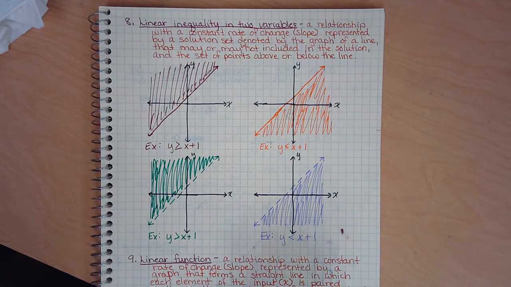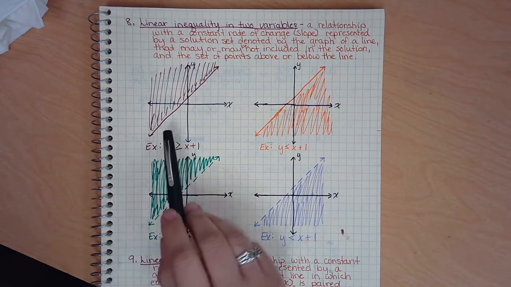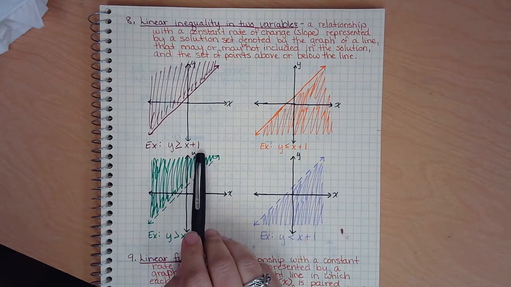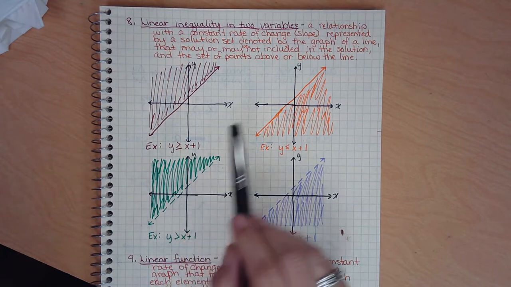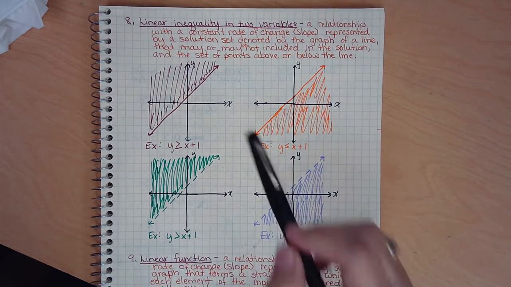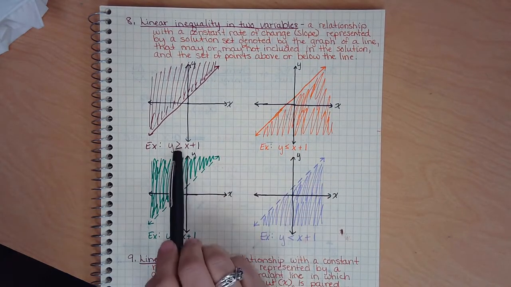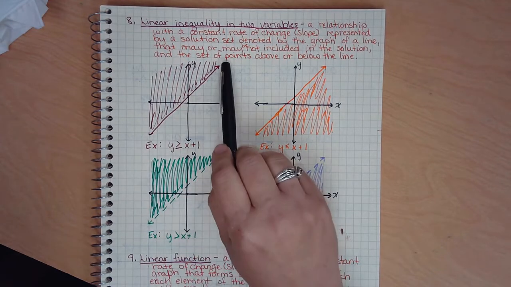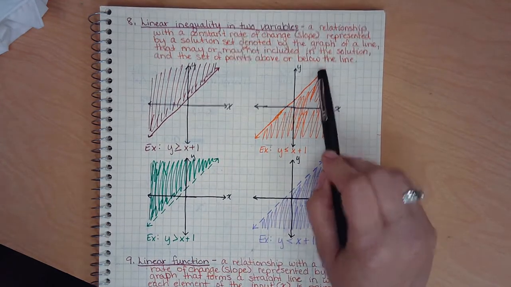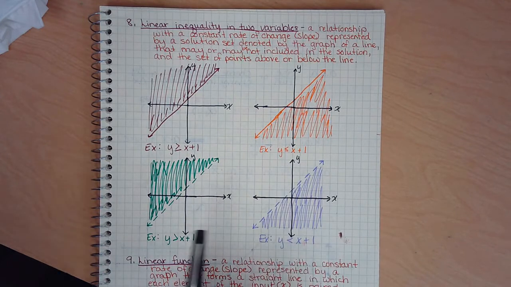So here are several examples. Technically the line is y equals x plus 1. That's going to be the same all the way around, but you notice the difference. This line is solid on both of these two. It has a little line underneath the inequality sign.